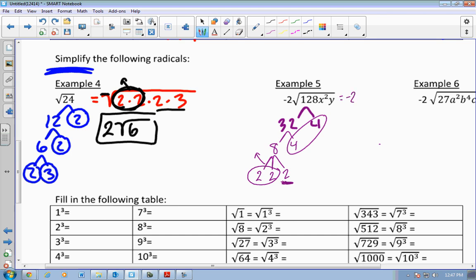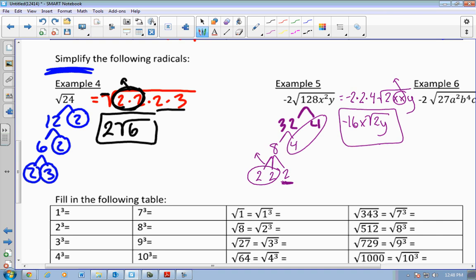So negative 2 times I pull out a 2, I pull out a 4. Remember when you pull it out, it's a multiplier. Square root 2, and there's 2 x's and a y. What do I do with those variables? Yep, we have a pair of x's too. So let's multiply these out. Negative 2 times 2 is negative 4. Negative 4 times 4 is negative 16. We pull out that x, root 2y.